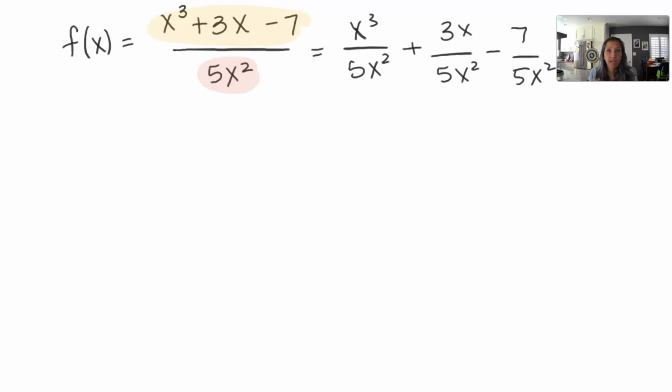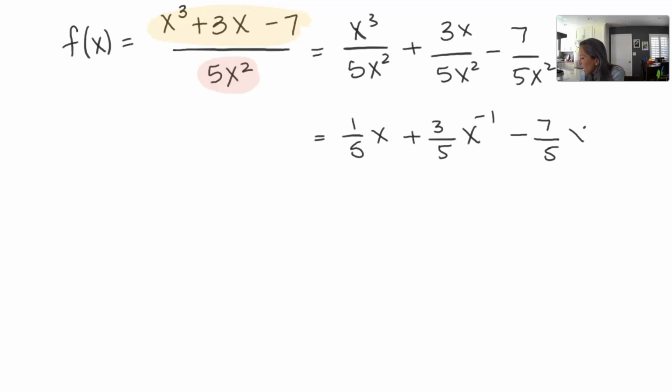And then I could simplify each of the new terms after that distribution of that denominator. So this is 1 over 5 times x, right? x cubed over x is just, or x squared over x is just x. We have a 3/5 times an x to the negative 1. I'm going to go ahead and use my negative exponents because I want to be able to leverage that power rule. And then we have a minus 7 over 5 x to the negative 2. I think this is way easier than applying the quotient rule.